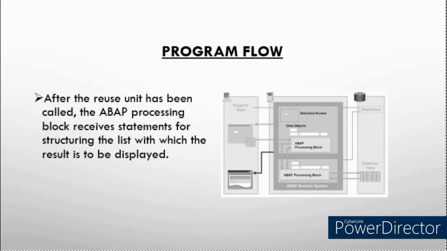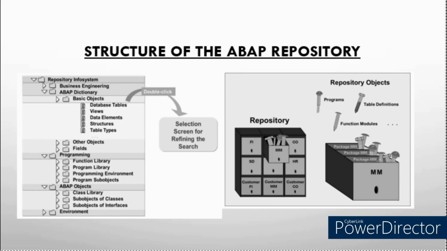So the program flow, after the user input, is called the ABAP processing flow, with the receive statement for structuring the list with which the result is to be displayed. Here are some repositories where we categorize or specify our data: database tables, database views. Here you can see different repositories. I am just taking it as an example. SAP stores data related to all the modules as a repository, but on the same database.